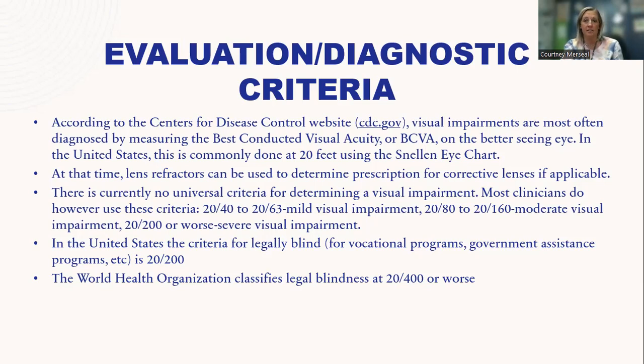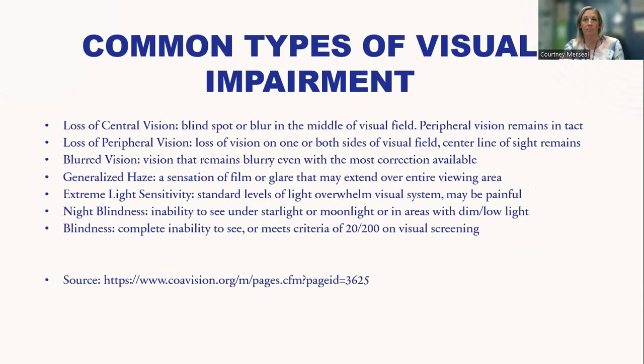In the United States, in order to qualify for vocational programs, government assistance programs, job rehabilitation programs, Social Security, all of those programs, the diagnostic criteria is 20/200 or worse. However, the World Health Organization classifies legal blindness at 20/400 or worse. So determining if the student would qualify for extended services.